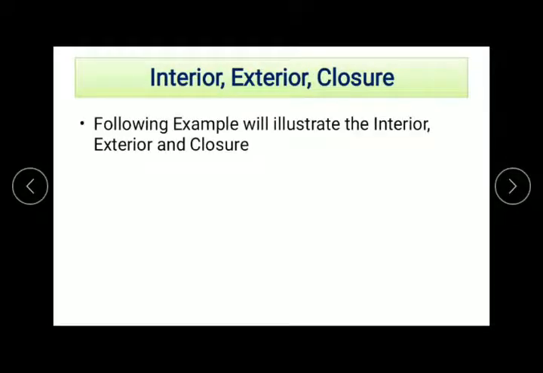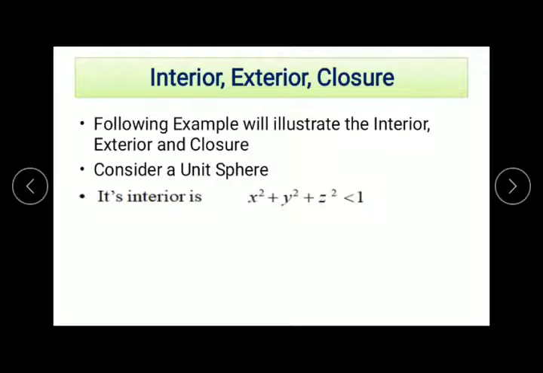Now we will see the interior, exterior and closure of the solid. Take the following example. Consider a sphere of unit radius. Then the interior points of that sphere are represented by x squared plus y squared plus z squared less than 1. Whatever points are inside the sphere will satisfy this inequality. Hence the interior points are shown like this.